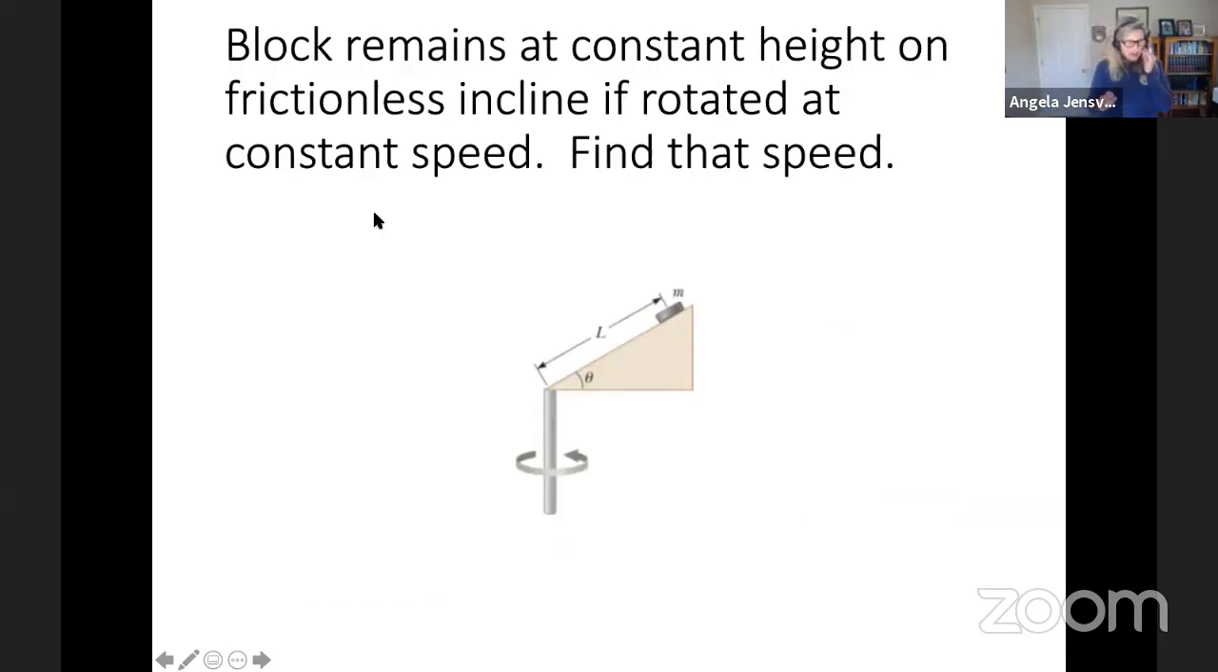Okay, so now we have a banked curve. What I have here is like a vertical rod, and you spin this thing around. The incline is frictionless. If you spin it at a certain speed, the block will remain at a constant height on the incline. Okay, find the speed. This is a hard one, I'm going to warn you. Find the speed when the height of that block stays the same on the frictionless plane. Okay, go ahead.